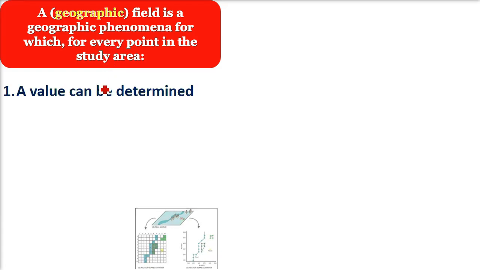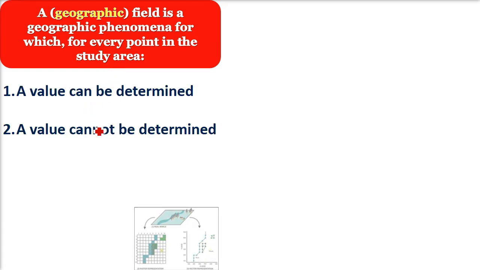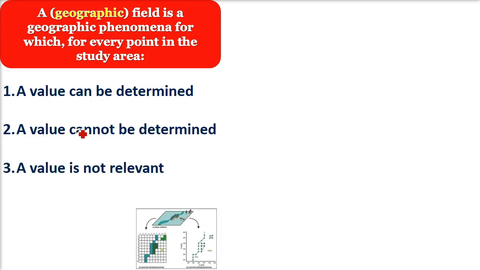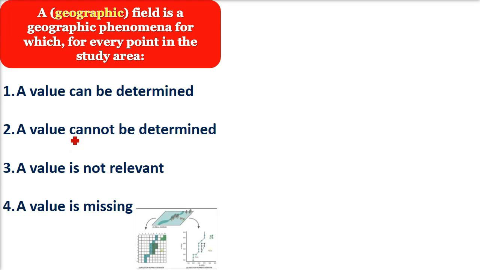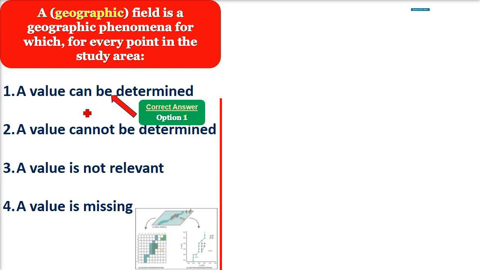A geographic field is a geographic phenomenon for which, for every point in the study area, what is a geographic field? And these are the options coming. The first option: a value can be determined. The second option is a value cannot be determined. The third one is a value is not relevant. And finally, a value is missing. So for a geographic field, the answer is a value can be determined.